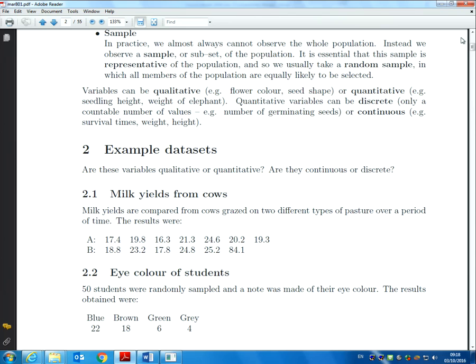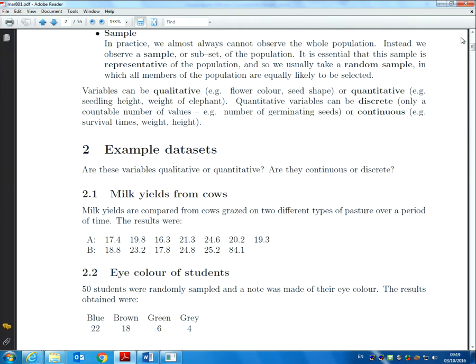Now, after that, we've got a series of examples where you need to identify the data type. So, 2.1, milk yields from cows. Okay, so we've got two groups of cows. Group 1 have grazed on pasture A, and Group 2 have grazed on pasture B. So, milk yield, okay, whether it's fluid ounces or pints or gallons or litres, doesn't really matter. What's the data type? It's definitely quantitative, yeah. And is it continuous or discrete? You can measure volume to how many decimal places, theoretically? An infinite amount. So therefore, this would be continuous, yeah?